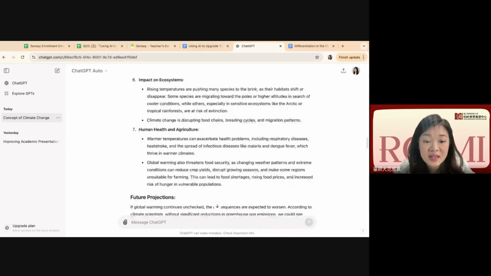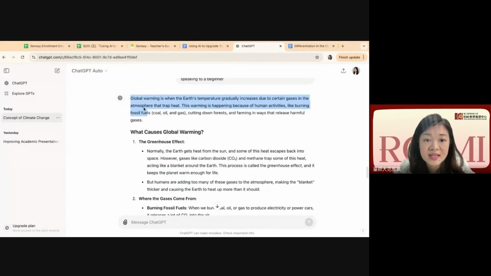And now we got another version that says global warming is when the Earth's temperature gradually increases due to certain gases in the atmosphere that trap heat. The warming is happening because of human activities like burning fossil fuels such as coal, oil, and gas, cutting down forests, and farming in ways that release harmful gases. Do you find it easier for your students with this version? If you feel so, can you raise your hand? All right, well, that's promising, right?